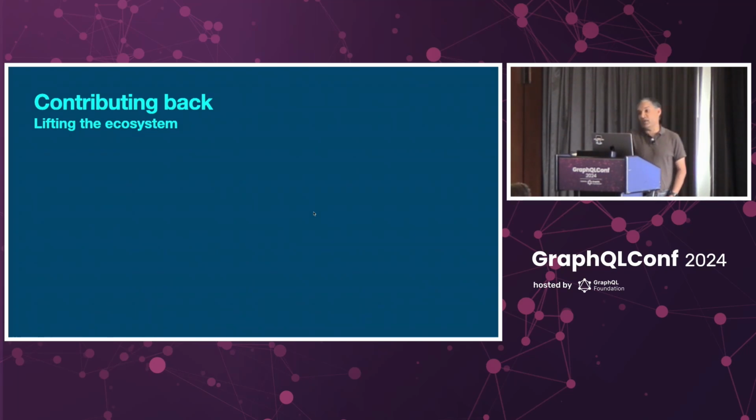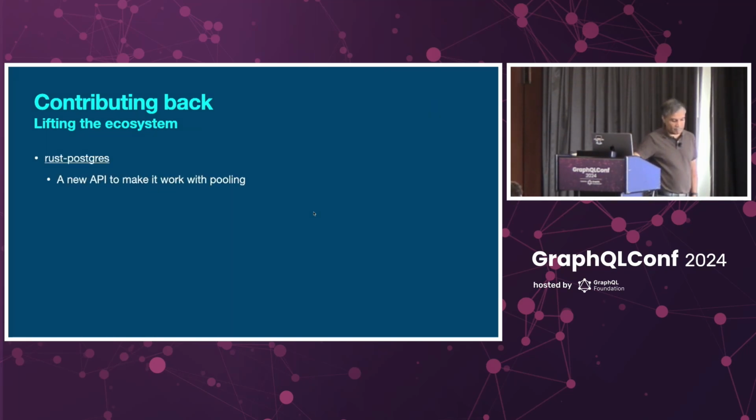There were some parts where we had to actually go and contribute. For example, Rust Postgres as it is did not work with pooling solutions that are at least available in the edge environments. So we had to actually introduce a new API. And that API is now merged. So if you now use Rust Postgres, this will be one less problem that you will have to solve.